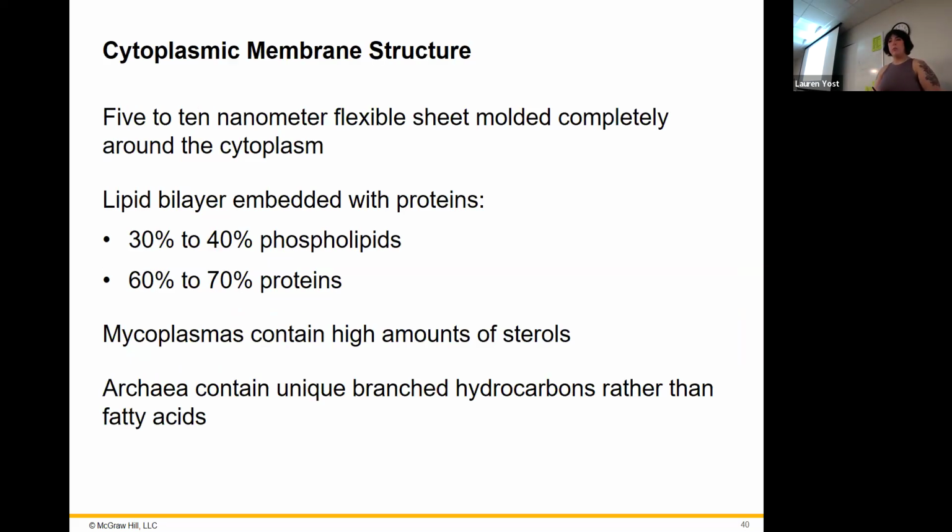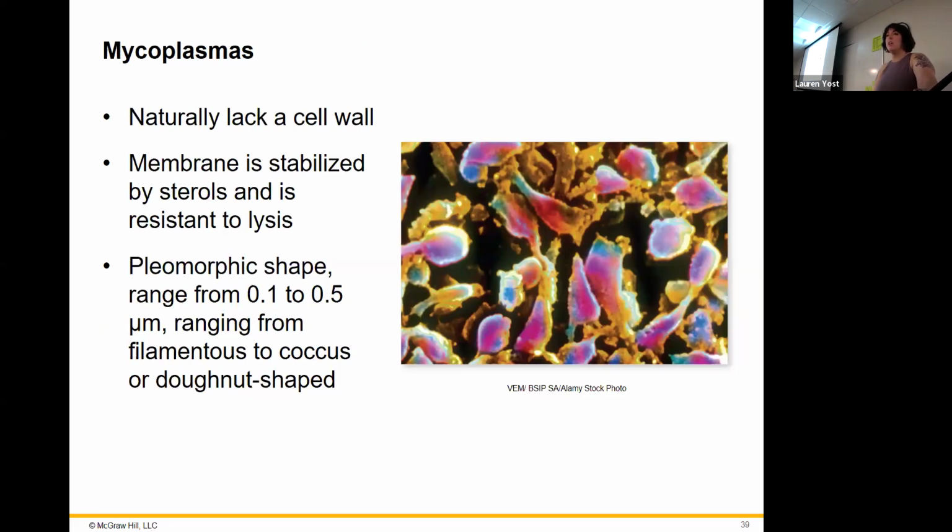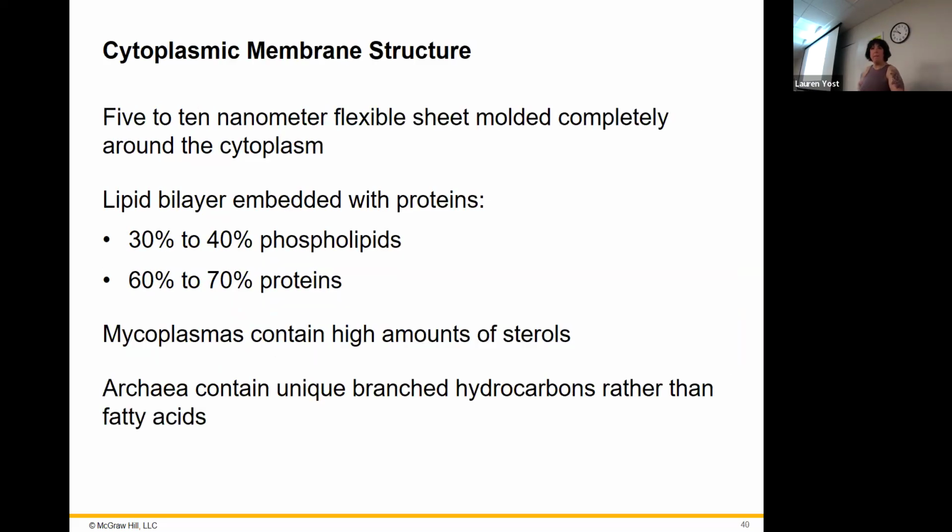I don't really need to go into too much detail with this stuff, sterols and stuff. I'll mention that archaea have unique branched hydrocarbons rather than fatty acids. So cool. I'm not going to test you on it. Okay, cool.